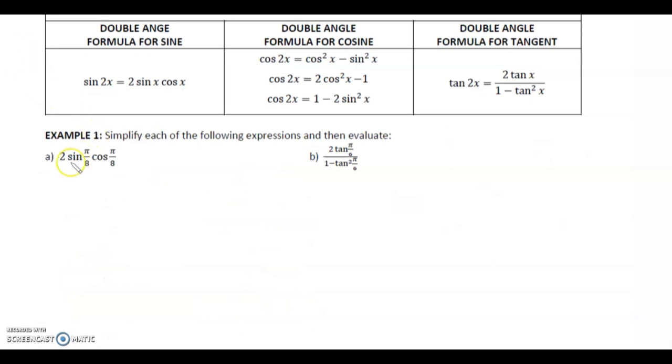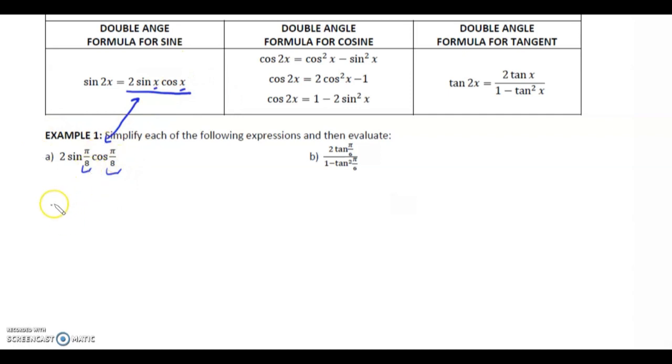All right, so example 1, simplify each of the following expressions and then evaluate. So I'm seeing this 2 sine pi by 8 cos pi by 8. So I can see that this is the same as here. We have x and x, but we also have pi by 8, pi by 8. All right, so look, these are the same, and x are obviously the same.